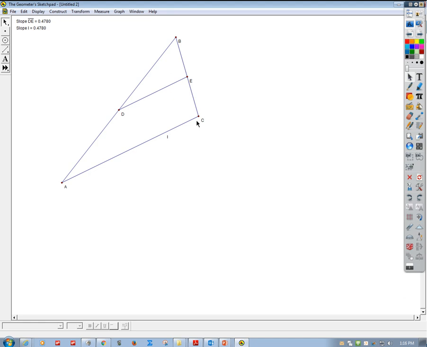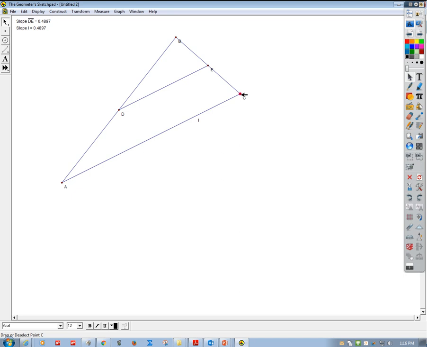Any other proposals here? See anything else that might be a relationship? It's perpendicular to side BC. Perpendicular to side BC. It looks like it, doesn't it? Does it still look like it? No? So that one, good idea, that one didn't pan out. Have you got any other suggestions?